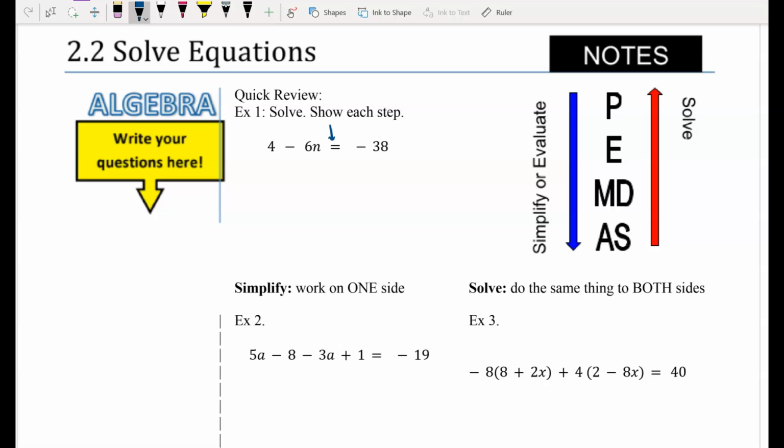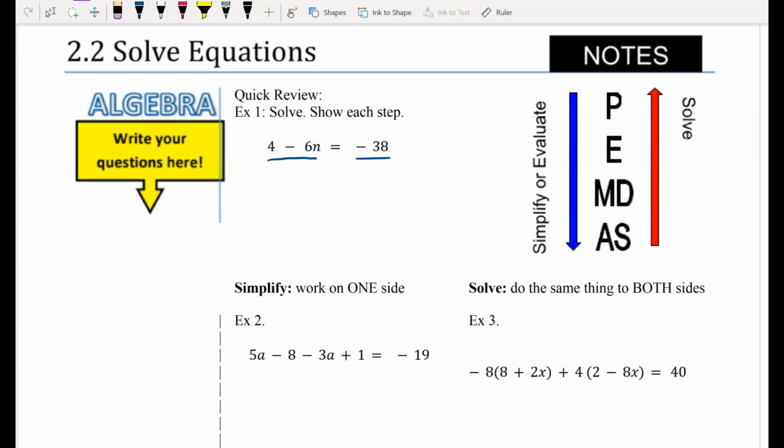Now, you might set two expressions equal to each other as you're simplifying an expression, but you don't start out with an equal sign when you have an expression. An equation is made up of two expressions set equal to each other. So this 4 minus 6n is an expression. The negative 38 is an expression. When I set them equal to each other, or when they're given to me with an equal sign between them, that's what makes it an equation.